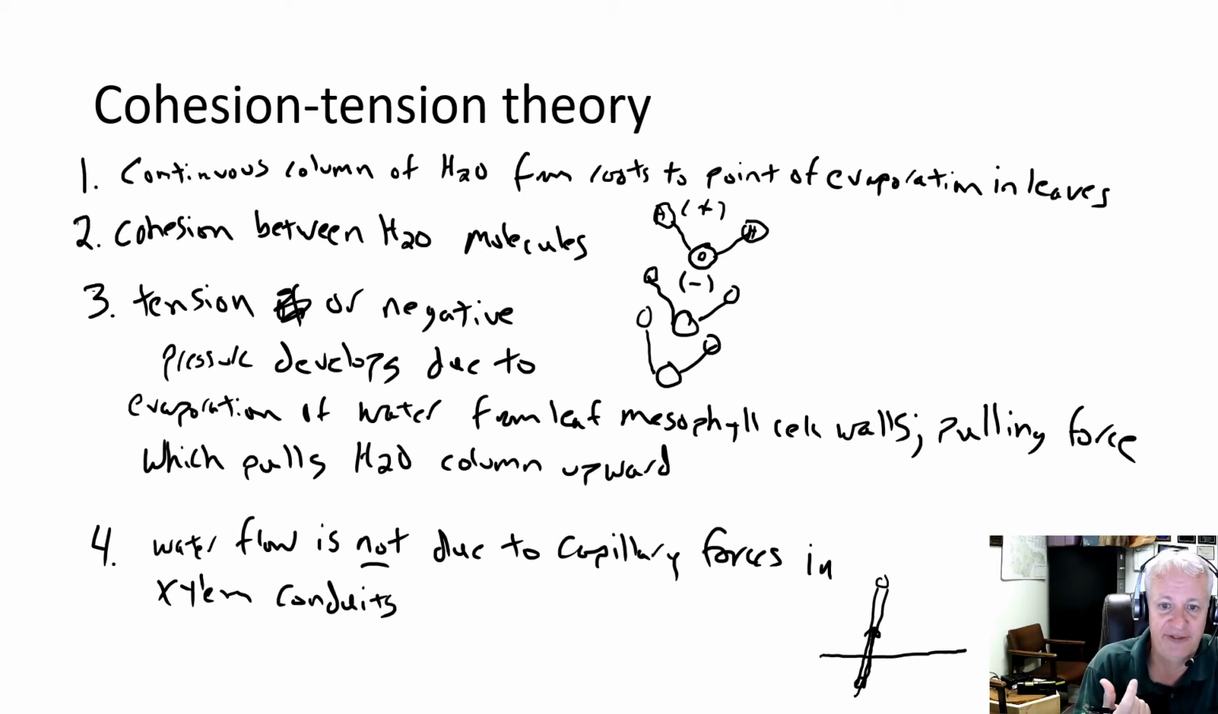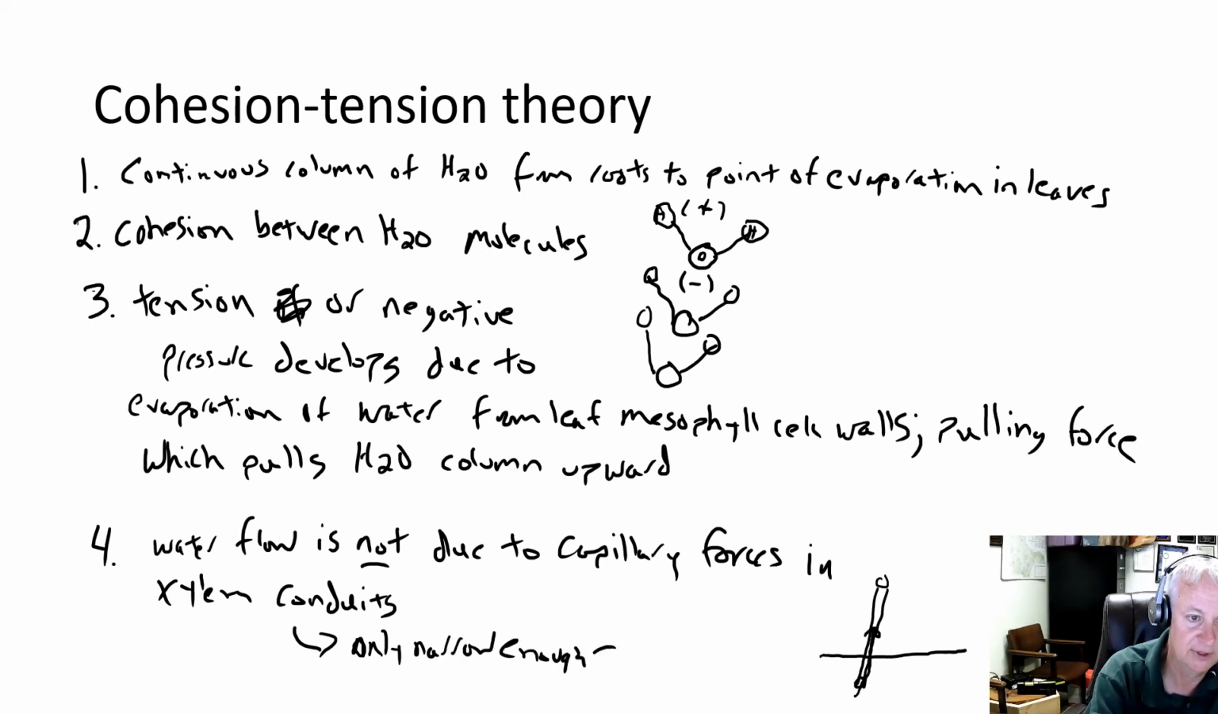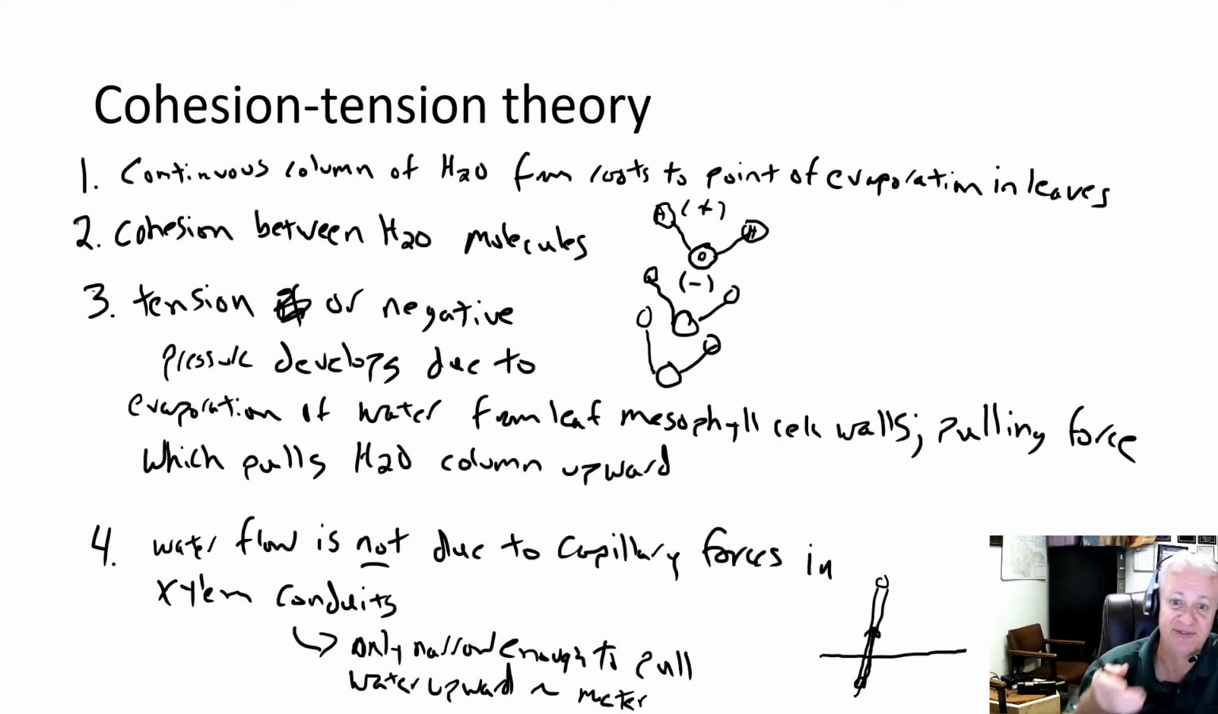Capillary forces are a function of the narrowness of the container. So the more narrow the container, the stronger that pulling force due to capillary forces. But xylem conduits are only narrow enough to pull water upward about a meter. Okay, so capillary forces in, for instance, tracheids could account for pulling water up maybe a meter.